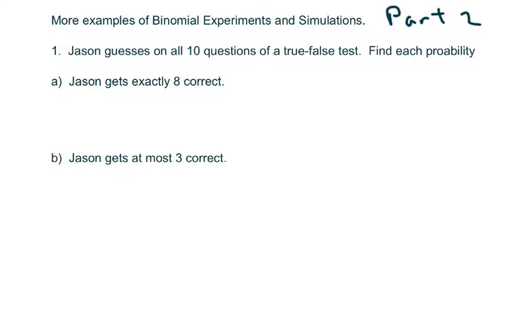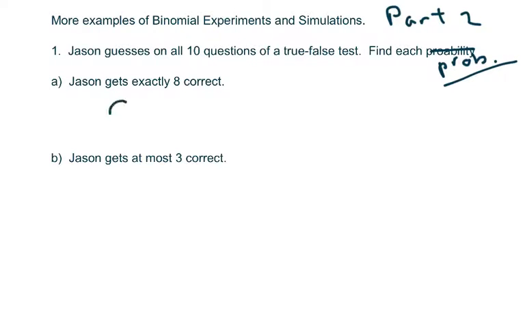Ooh, I just spelled this wrong. Probability. Well, you get the idea. So, we're going to find the probability that when Jason guesses on 10 questions of a true and false test, he gets exactly 8 correct. So we're going to do like we did. Please watch the previous video because I already talked about the setup for this.